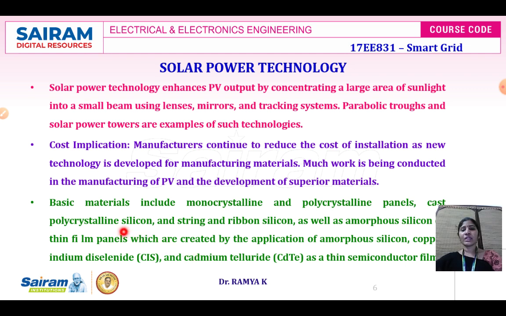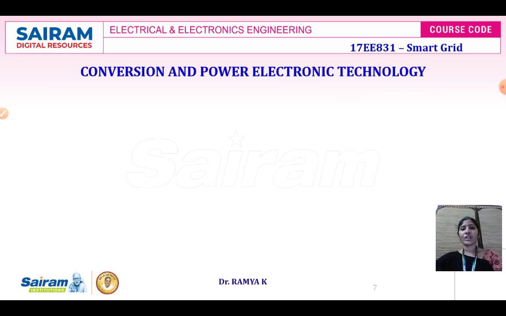The basic materials we are using at present are monocrystalline material, polycrystalline material, cast polycrystalline silicon, and strings and ribbon. As well as amorphous silicon thin film, which is also used along with cadmium indium diselenide and cadmium telluride as a thin semiconductor film. These are some of the materials that we can utilize for the manufacturing of our solar PV system.